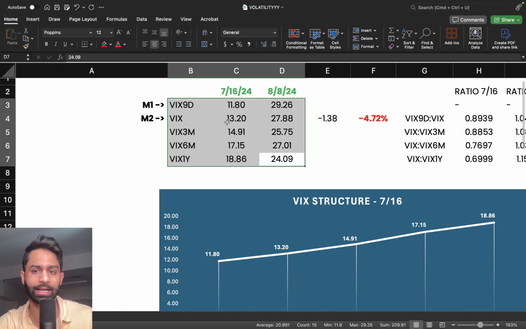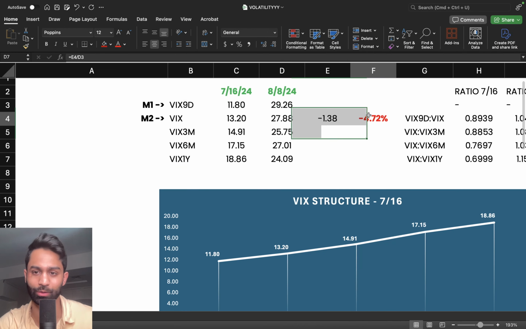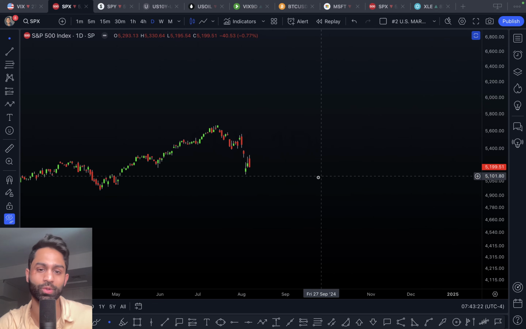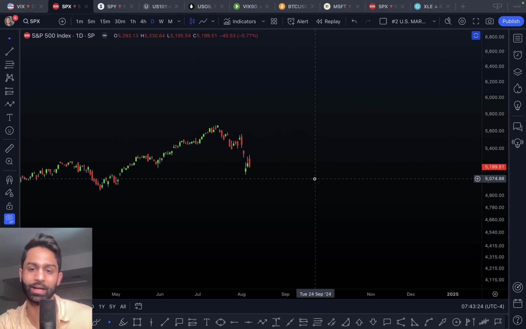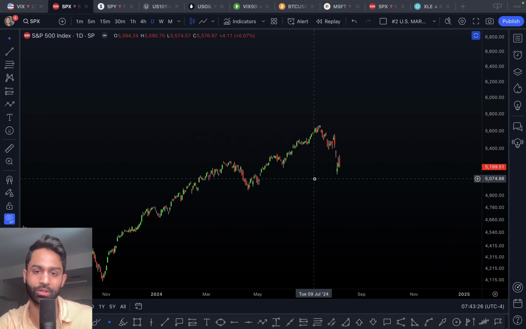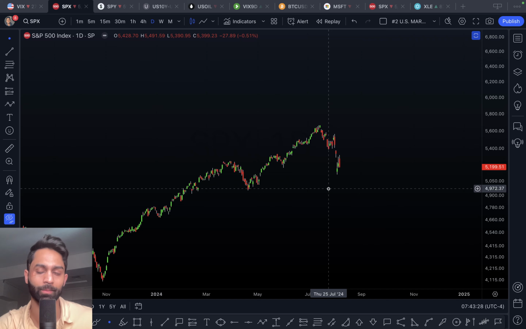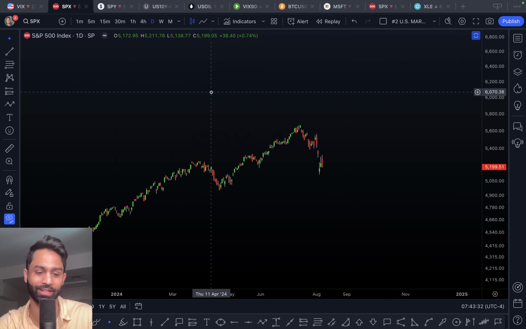We're going to be, again, keeping a close eye on this particular ratio over here, still in backwardation at negative 4.72. But as soon as we turn positive and we are in contango again, there can be a potential sign for the markets to stabilize a little bit, and there can be a bit of a healthy correction, healthy reversal, once again into the markets here.